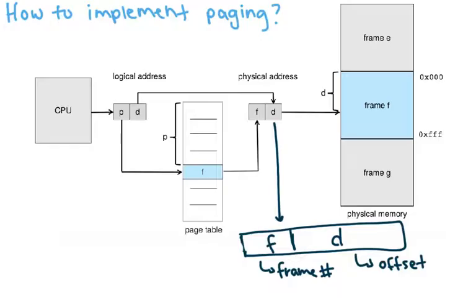But instead now we're going to use F to denote the frame number, and D is the same offset that we saw before. So here, the frame number is the number now that instead of indexing from the logical address to the page table, it lets us go from the page table into the correct frame in physical memory. And the offset is going to tell us how far down in that frame we need to go until we find the spot in memory that we are looking for.